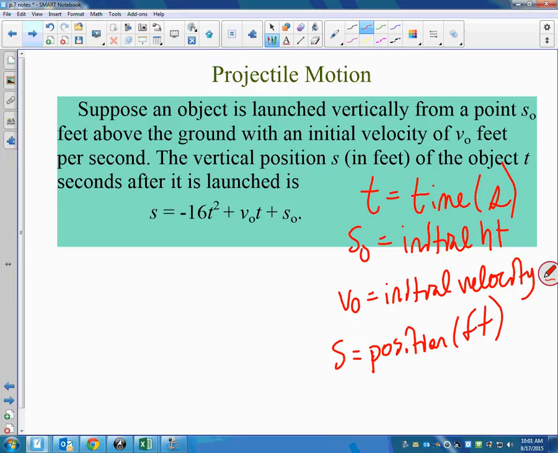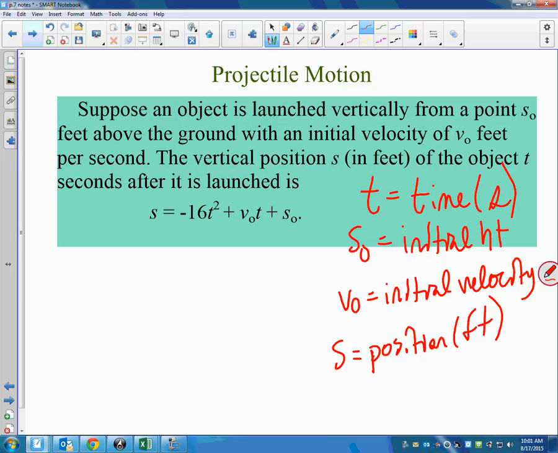The negative 16 comes from acceleration due to gravity times something. I don't know. I'm sure Miss Dodd can explain that a lot better than me. That means this is projectile motion for Earth. If we were measuring projectile motion on the moon, it would be a different formula. It wouldn't have that negative 16 there because acceleration due to gravity is different on the moon. All right, but we're assuming we're on Earth.